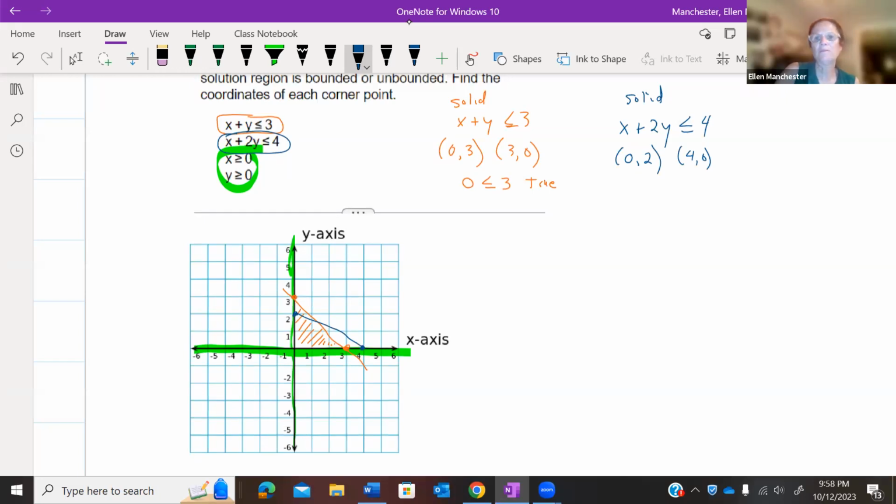There's my line. Use my test point. 0 is less than or equal to 4. That is also a true statement. So I'm going to shade below.